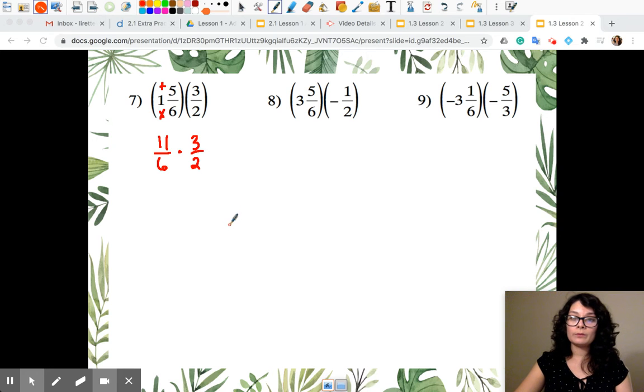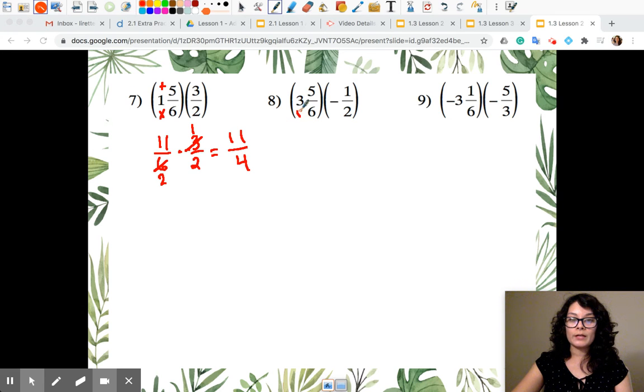Now it becomes like a problem on the previous slide where I can reduce. 11 won't reduce with 6 or 2. 3 won't reduce with 2, but it can reduce with 6. I can divide 3 and 6 both by 3. The 3 will give me a 1. The 6 will give me a 2. And now I can multiply. 11 times 1 gives me 11. 2 times 2 gives me 4. Your calculator might be giving you a mixed number. Either is acceptable. Let's try the next one.